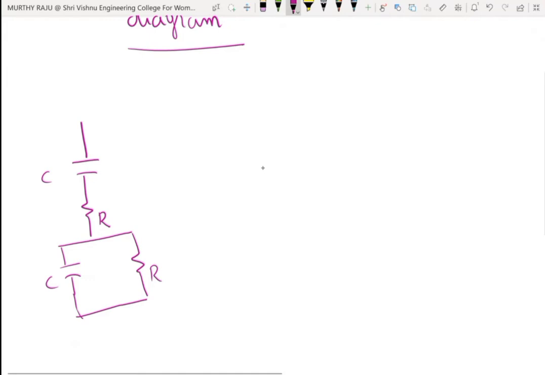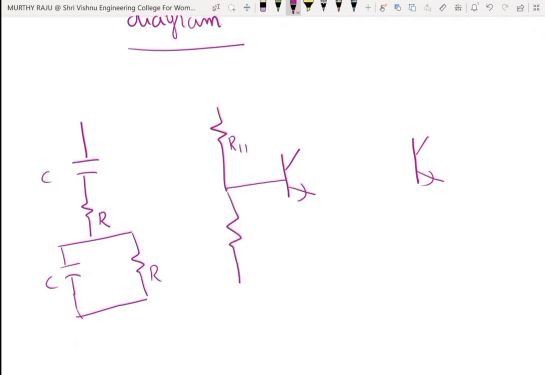Next, two stages are used here generally. This is stage 1, and this is stage 2. In stage 1 here we have R11, R12, RC1, and the transistor terminals B1, C1, E1.